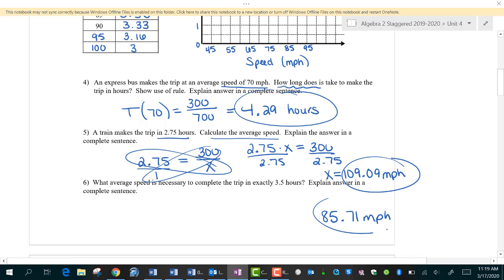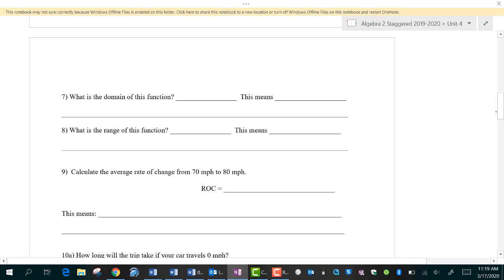Now, as we look at the backside, number 7 says, what is the domain of this function? I'm going to try and simplify this a little bit. One thing I want you to know is domain is our x-axis, and we said that the x-axis was going to be speed. When we think about domain, we want to think about any restrictions. For example, when I'm driving a car, my speed cannot be negative, and I can't have a speed of 0, because in that case, I wouldn't be going anywhere. So in this case, x has to be greater than 0.